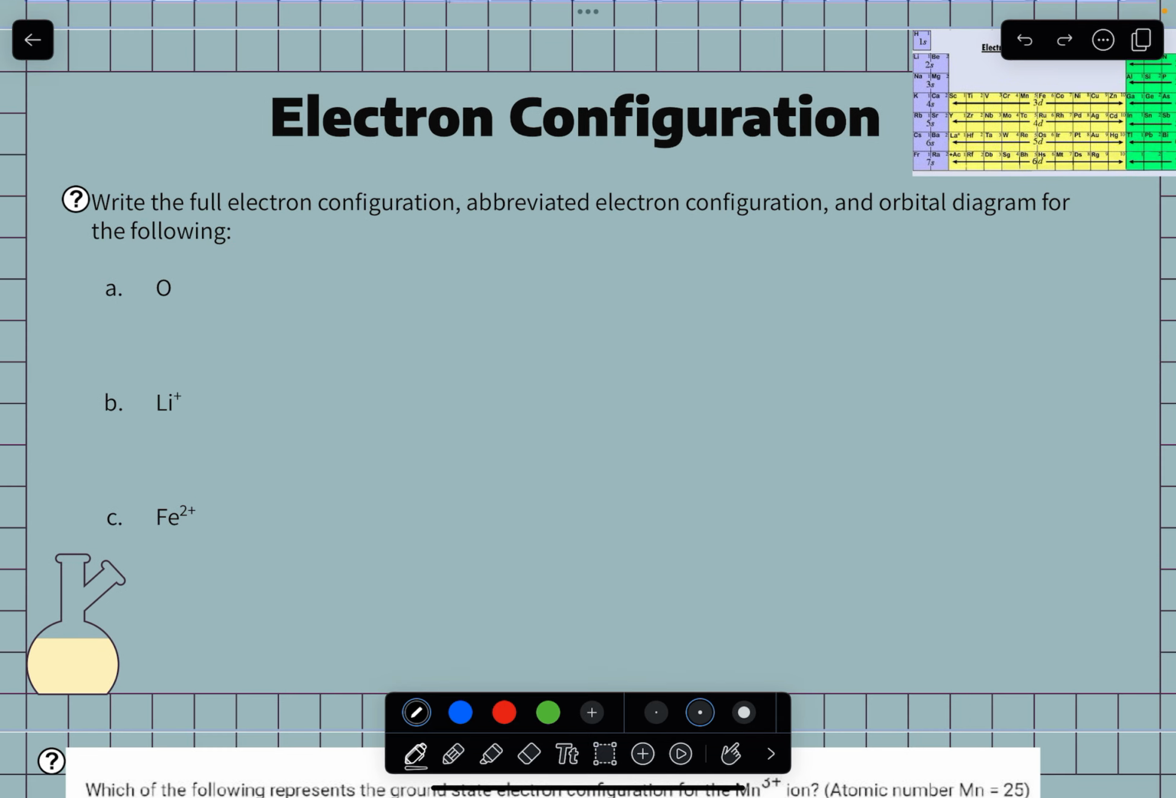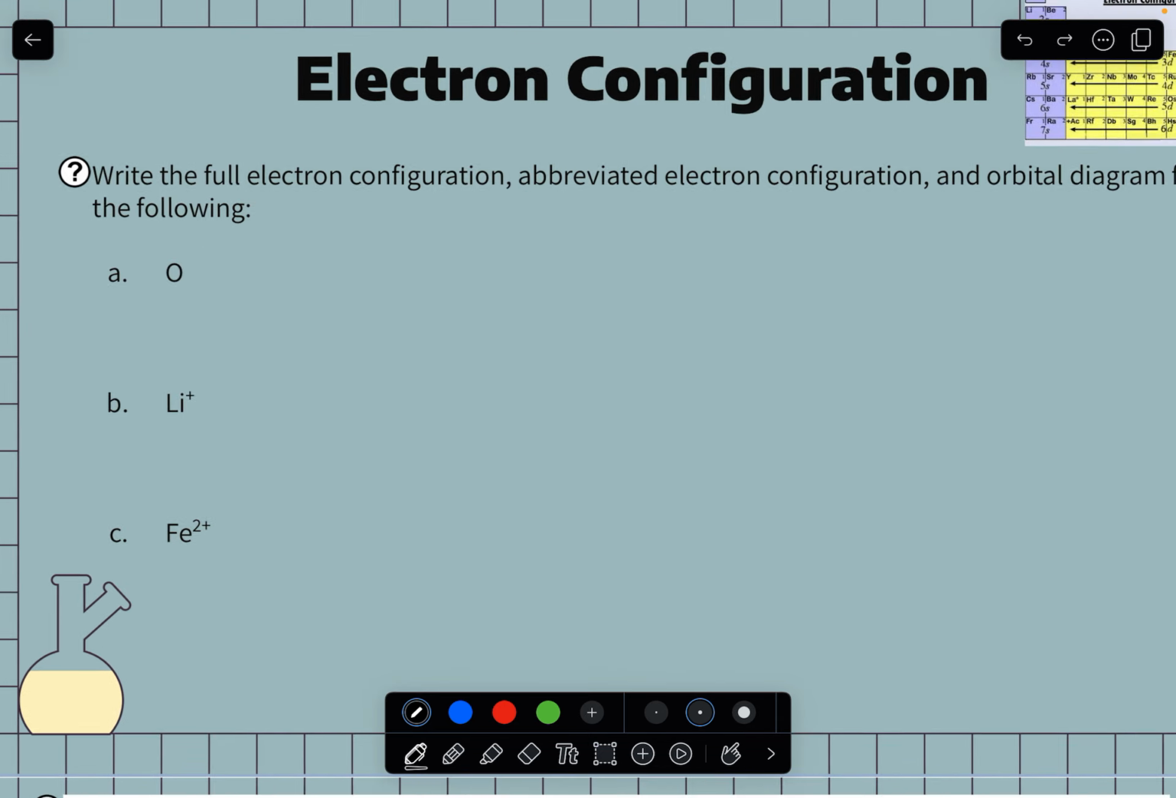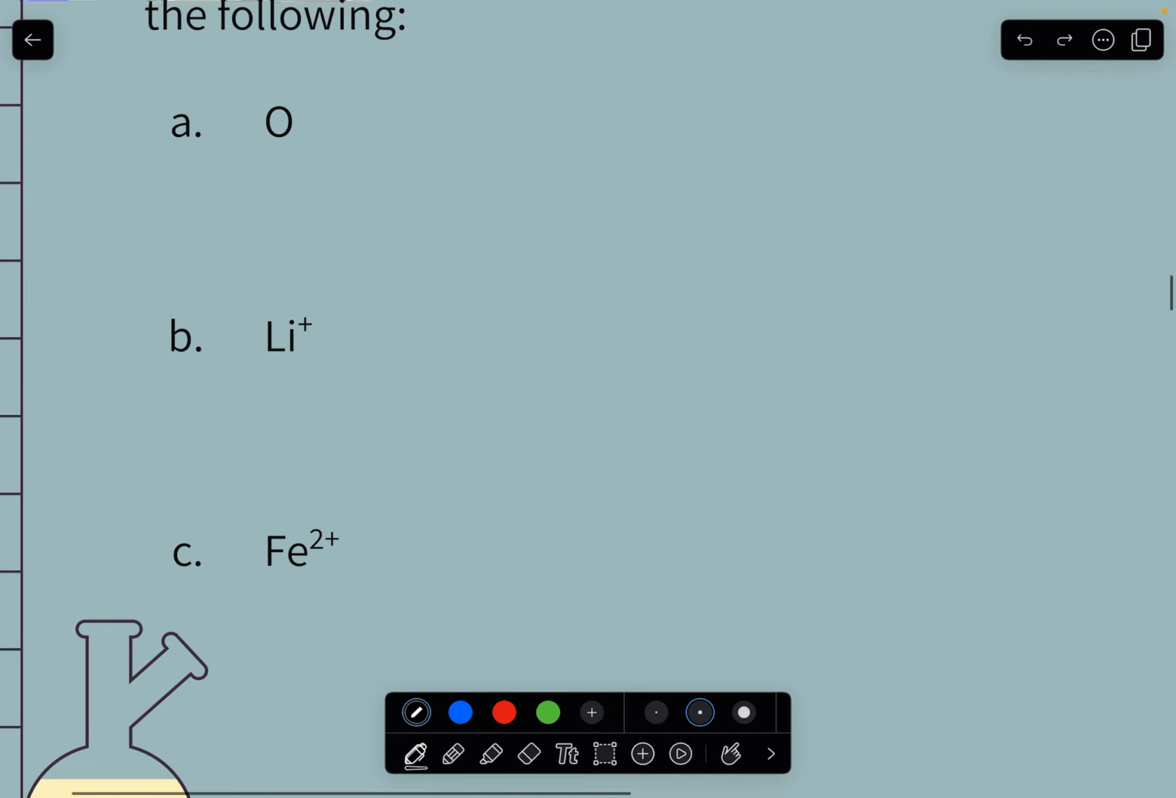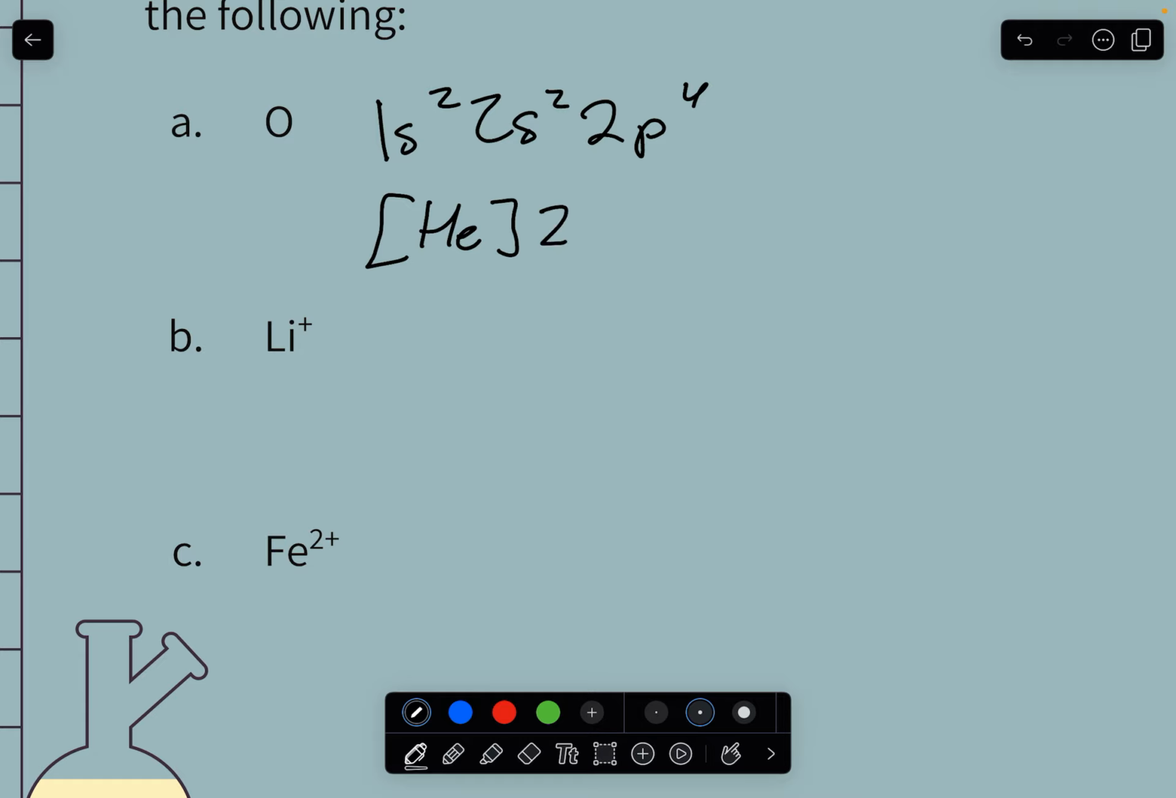I want you guys to practice with these ones: oxygen, lithium, and iron. Go ahead and pause the video if you need to, but I want you to practice first. I'm going to write the answers on here for you so that you can see if you got them correct. For oxygen, you should get 1s2, 2s2, 2p4. You can also write this as helium for the abbreviated notation.